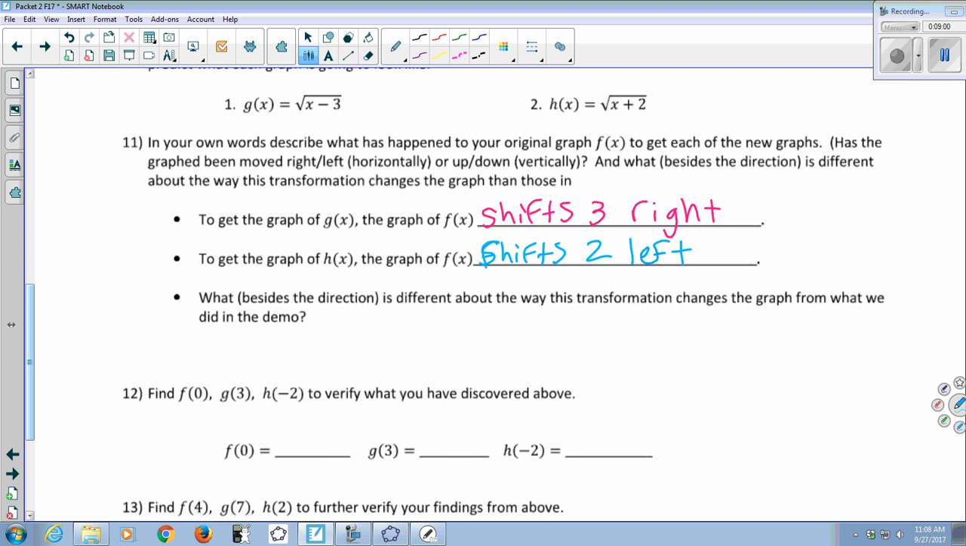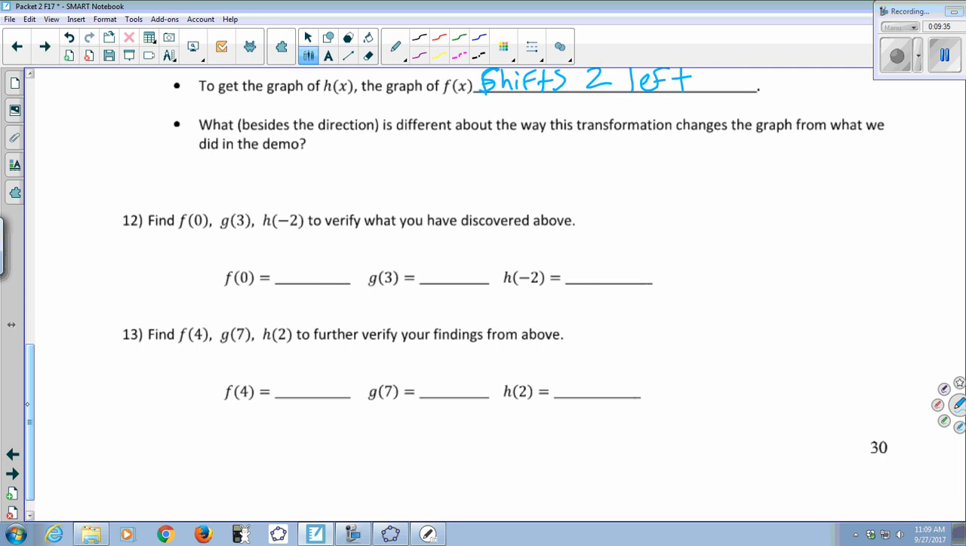So what besides the direction is different about the way this transformation changes the graph from what we did in the demo? It's the minus sign, right? In the demo, negative meant down and positive meant up, and things were moving vertically. So now my minus signs are underneath the square root instead of outside. And that means we move horizontally, left and right. And the minus meant right and the plus meant left.